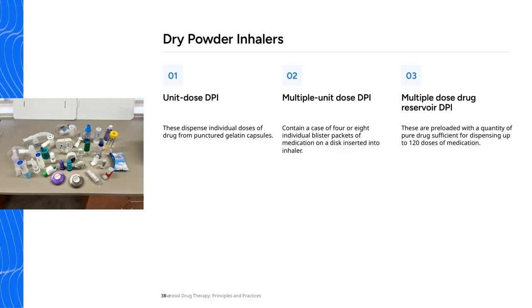Finally, we have the unit dose DPIs. These deliver medication from punctured gelatin capsules. Each capsule contains a single dose of drug, which you puncture just before inhalation. This method is especially useful for maintaining the integrity and freshness of each dose. Overall, understanding these different designs helps us appreciate how the inhaler type influences ease of use, dosing accuracy, and medication preservation. This knowledge is essential as we explore how these devices fit into effective aerosol drug therapy.